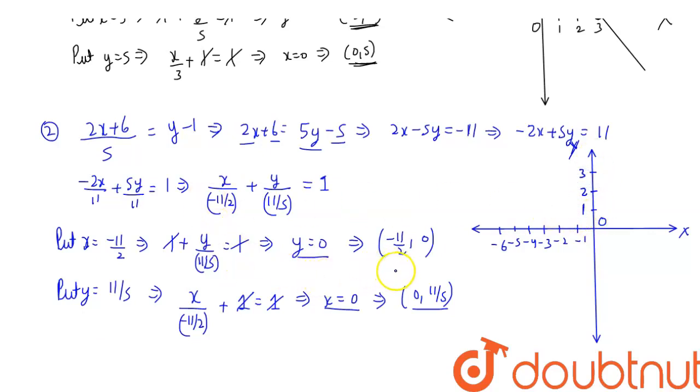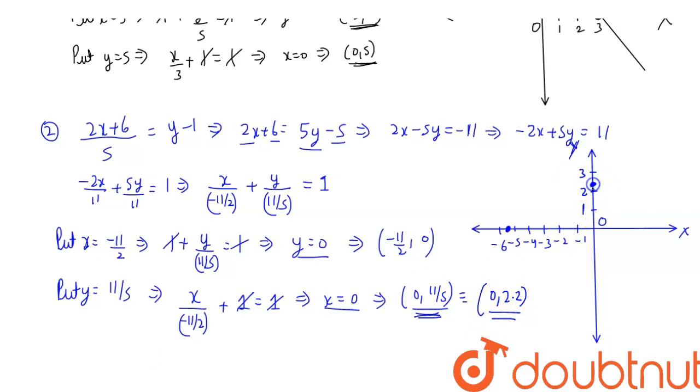Now we are going to plot the point minus 11 by 2, 0. So we know that 11 by 2 is equivalent to 5.5. So the minus 11 by 2 would be the minus 5.5. So here we have the minus 5.5, 0. So that would lie somewhere here. This is minus 5.5, 0. Now the second point which we have is 0, 11 by 5, and this point is equivalent to 0, 2.2. So here we have the 2.2 like this. So we are finding the point 0, 2.2, and that point would lie somewhere here.